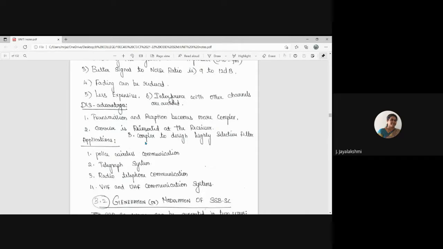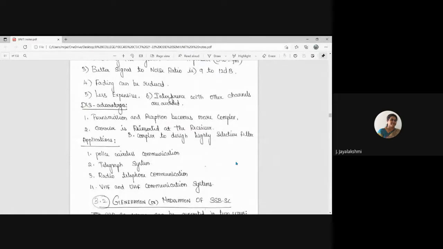And it is going to be complex to design a highly selective filter. So this filter, which is used at the receiver side, should have more sensitivity even for a small amount of signal. The receiver should be able to pick up the signal and demodulate it. So that design becomes a complex thing.